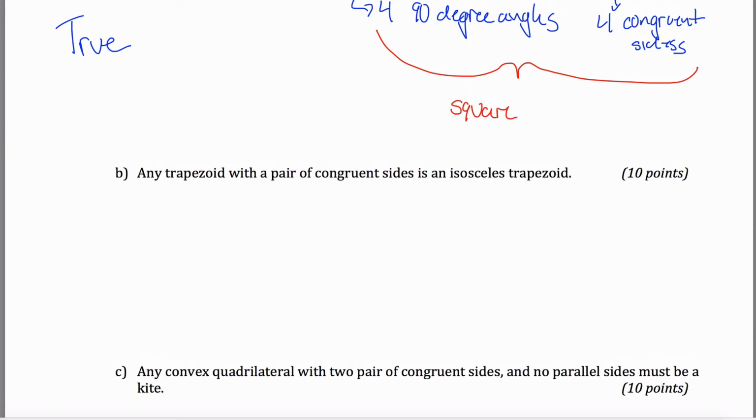B: Any trapezoid with a pair of congruent sides is an isosceles trapezoid. This is a false statement. I think we went over this exact one in class because the handout that somebody made for you, I gave to you, had some kind of misleading information on there. A trapezoid with a pair of congruent sides. Consider this trapezoid right here.